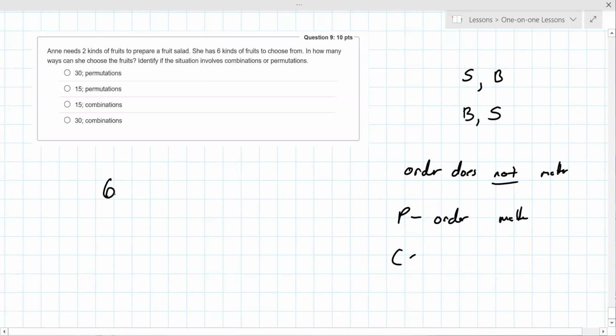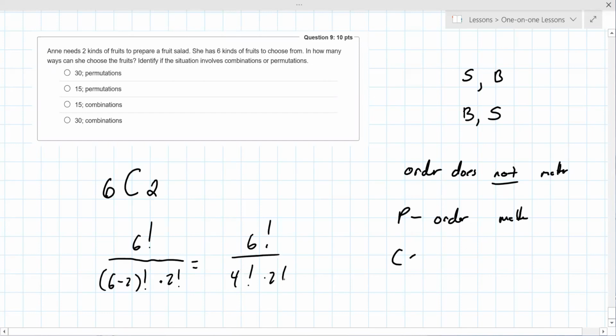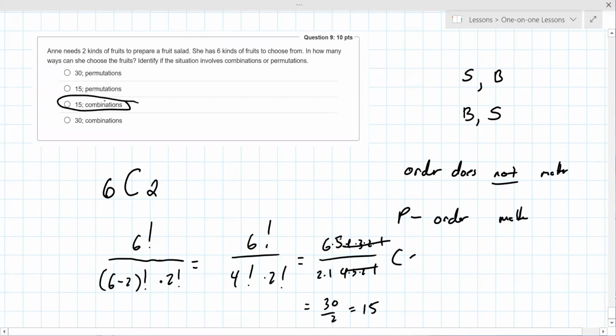So she has 6 fruits and she's choosing 2 of them. So the formula is 6 factorial over 6 minus 2 factorial times 2 factorial. So that's 6 factorial over 4 factorial times 2 factorial. 6 times 5 times 4 times 3 times 2 times 1 over 4 times 3 times 2 times 1 times 2 times 1. Those cancel. And you get 30 over 2, which is 15. Yep.